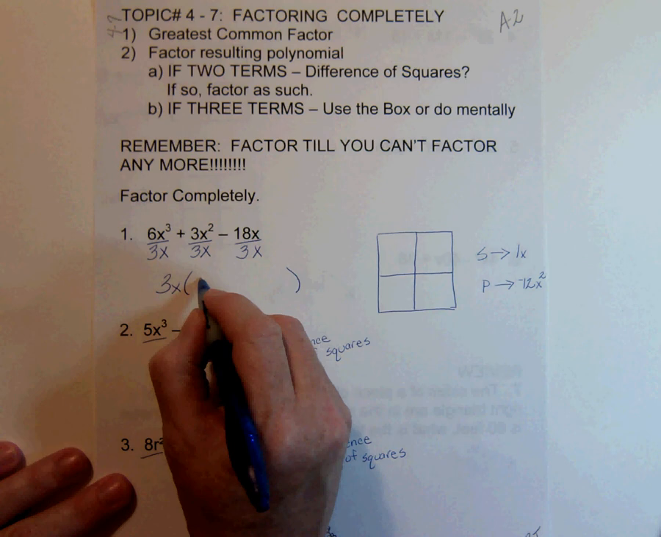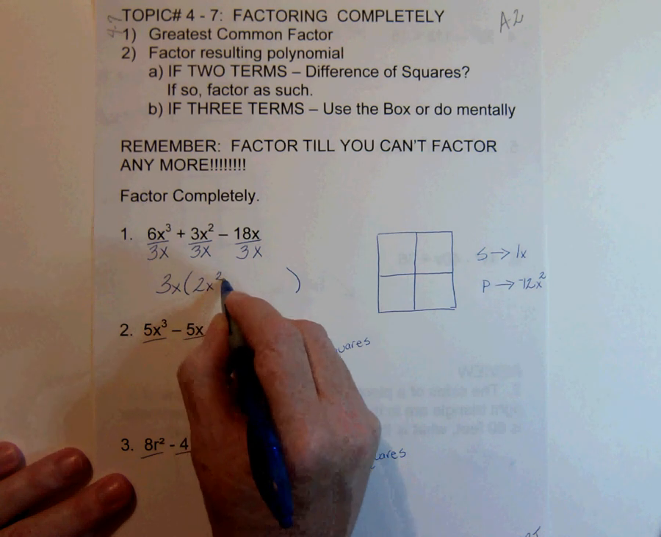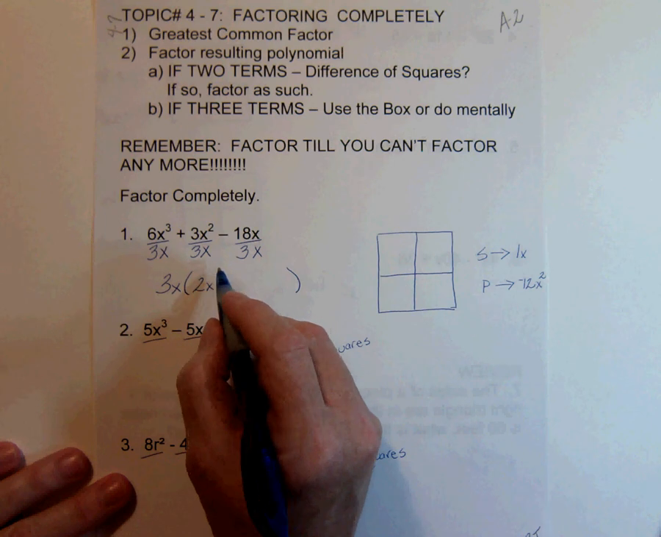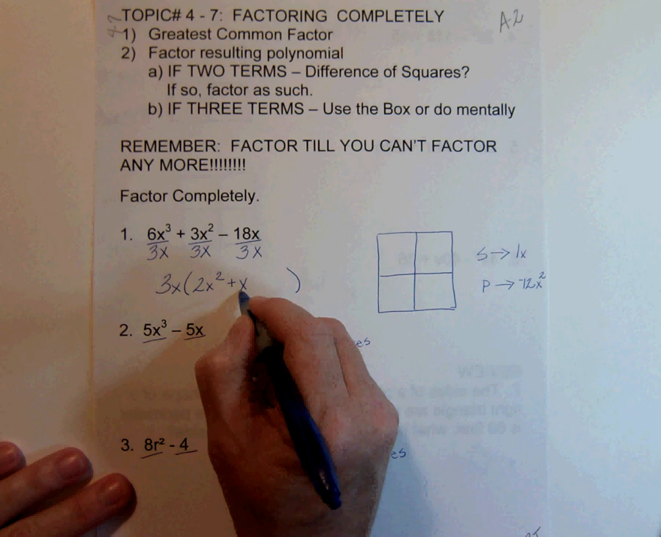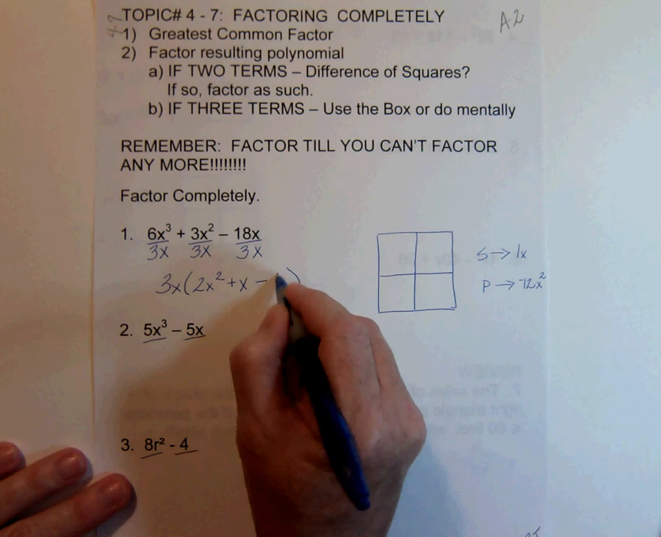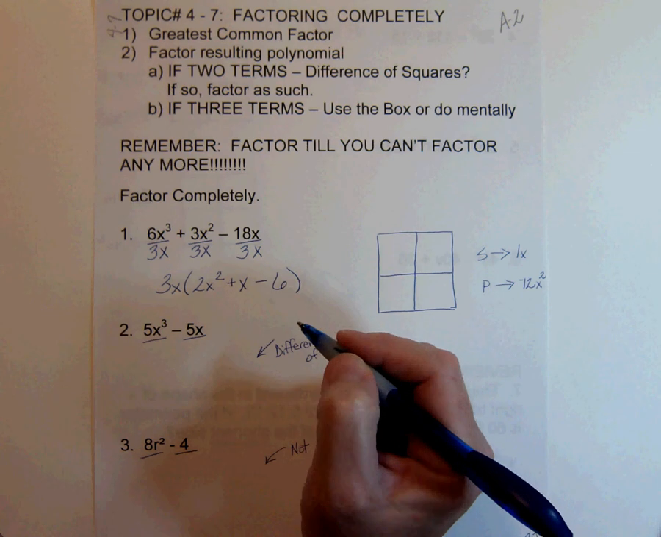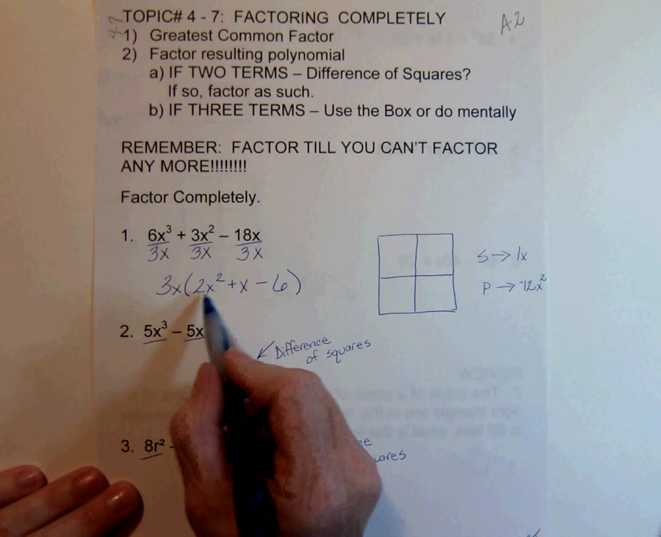6x to the 3 divided by 3x is 2x squared. 3x squared divided by 3x is just an x. Your 3's go away. And negative 18x divided by 3x is negative 6. So now we have to look to see if this might factor more completely. Sometimes it doesn't, sometimes it does.